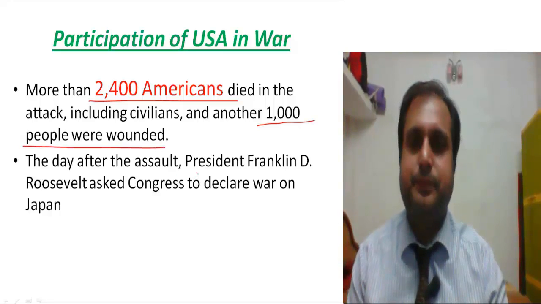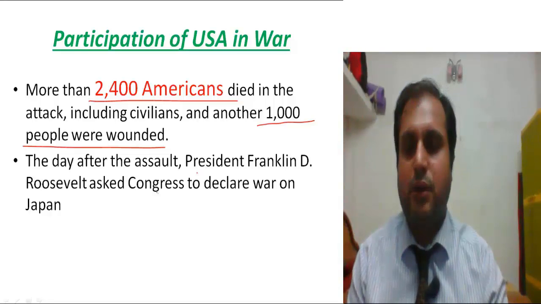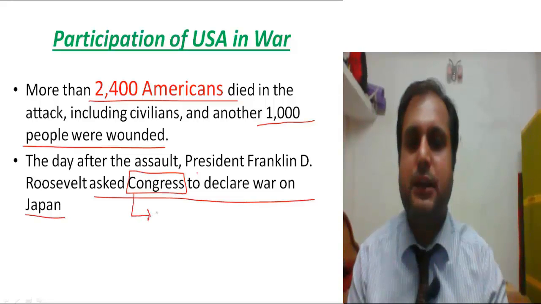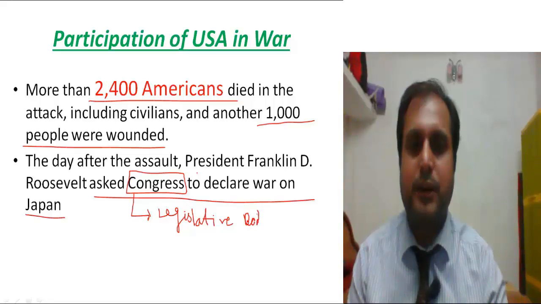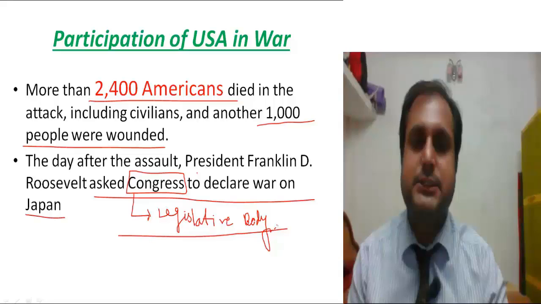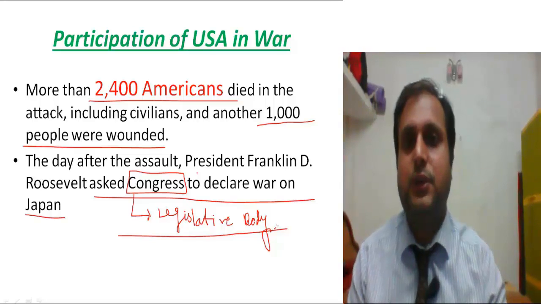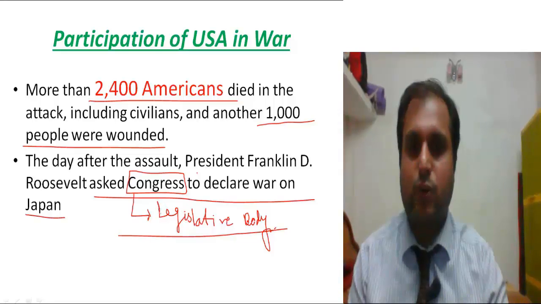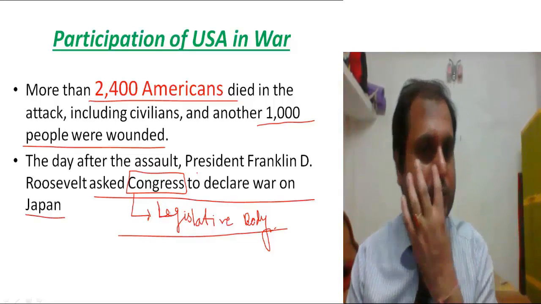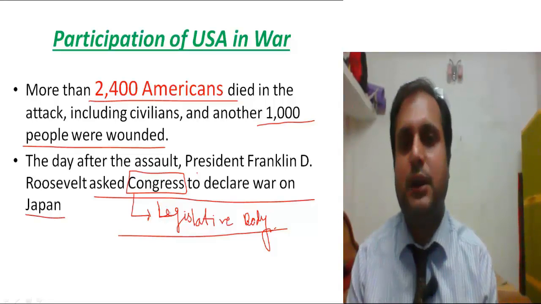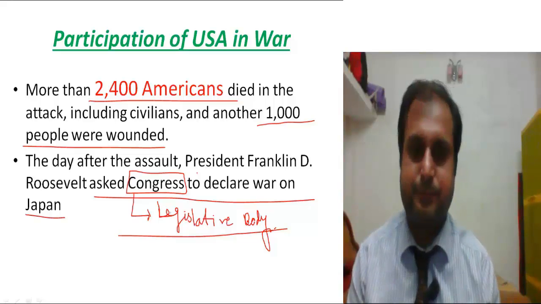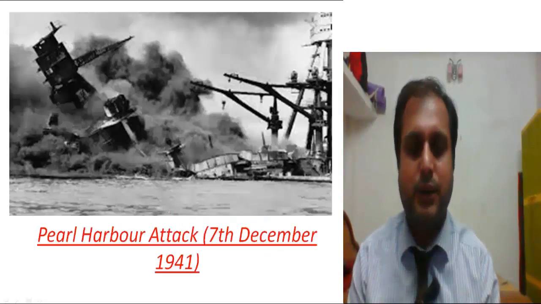During that time, the US President Roosevelt asked Congress to declare war against Japan. Now what is Congress? It is not a party as in India. It is a legislative body, like Lok Sabha. Congress and the Senate are the two houses of the Parliament of America, as we have Lok Sabha and Rajya Sabha. It was passed in the Congress, and after that President Roosevelt declared war and decided to participate in the Second World War.